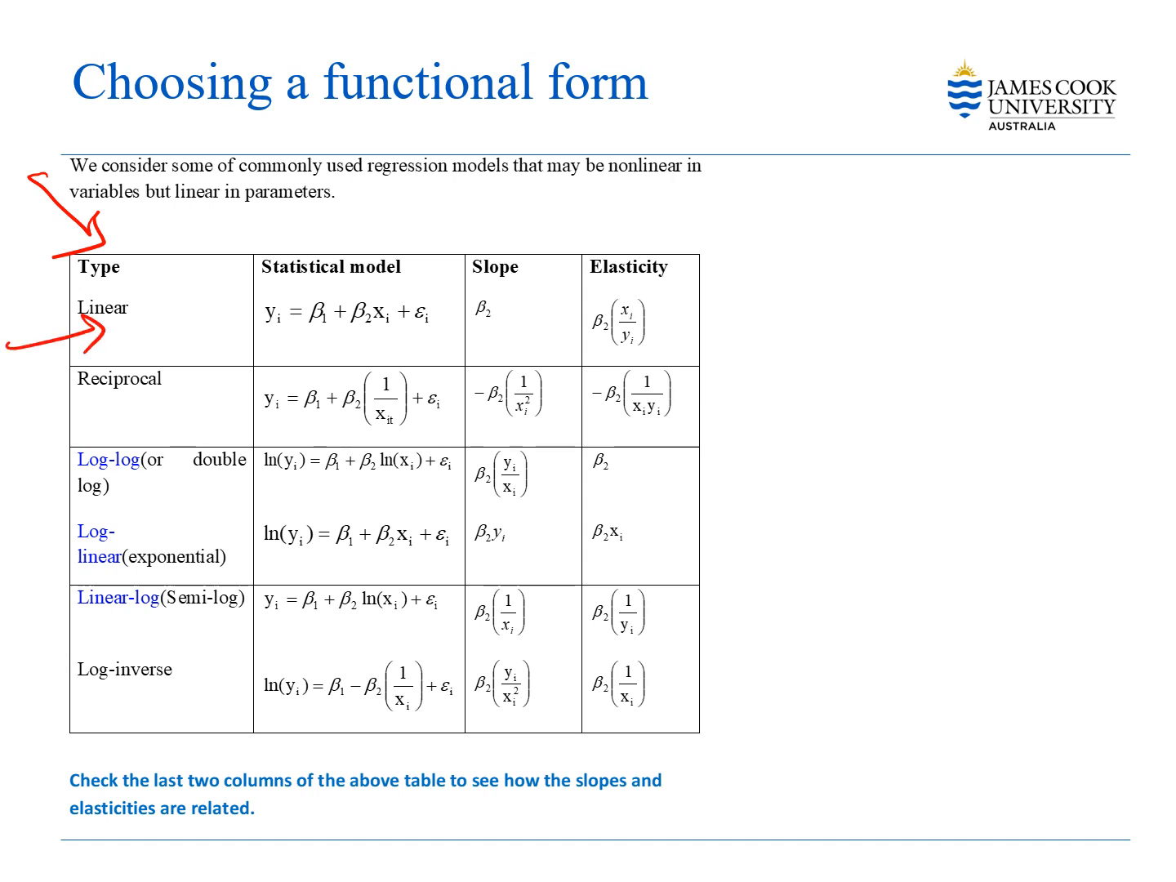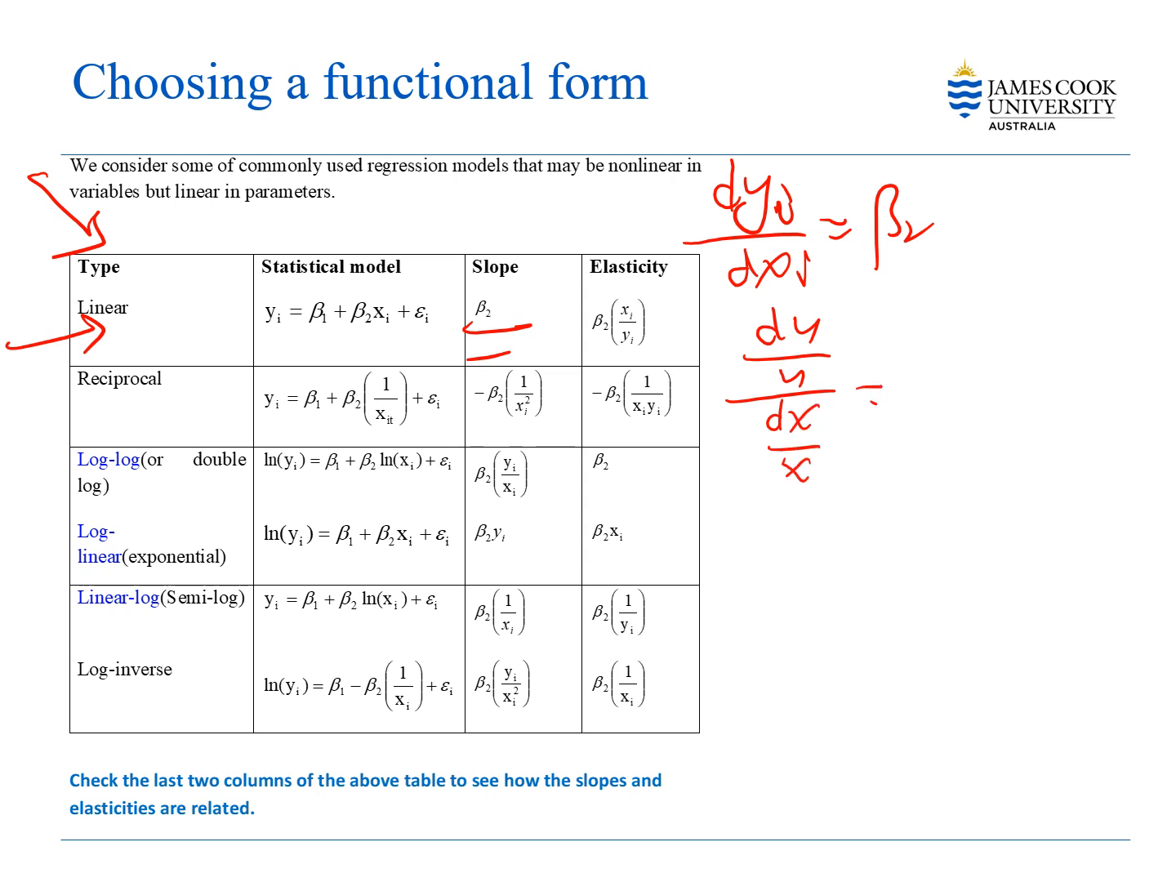So let's start with the linear function. dy_i over dx_i is just beta 2. So the slope is beta 2. Elasticity would be dy over y divided by dx over x, which is dy over dx times x over y. So this is equal to beta 2 times x over y.